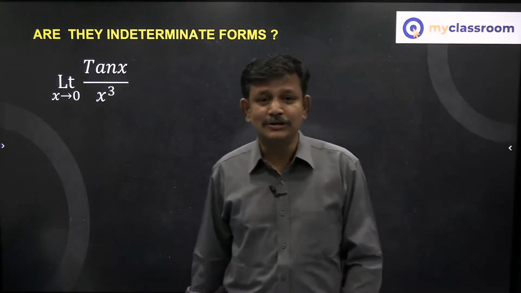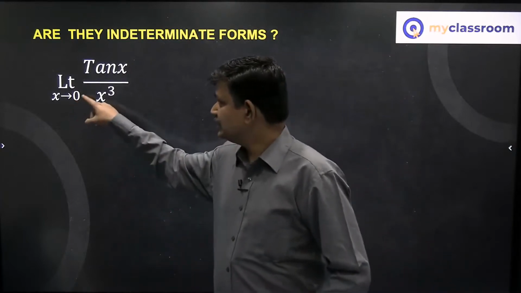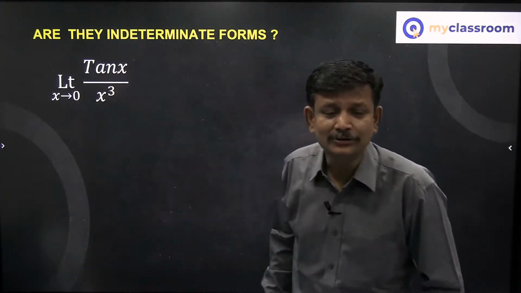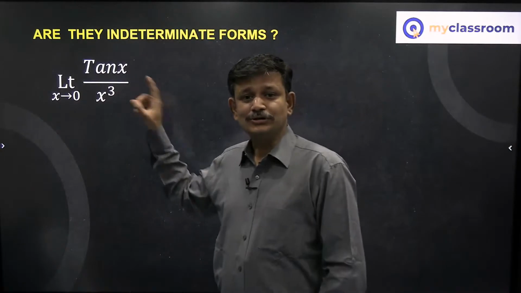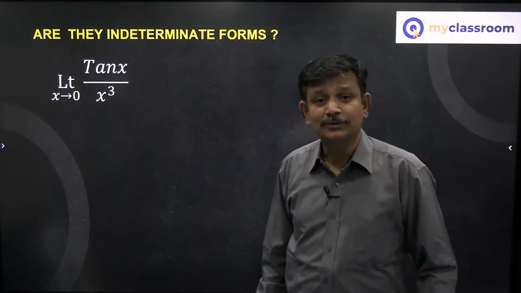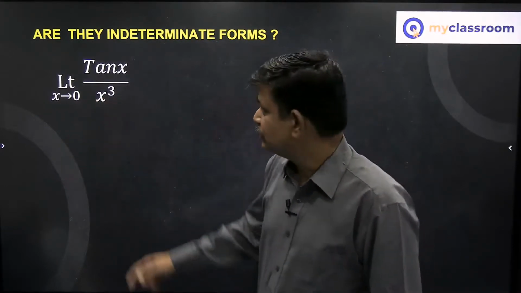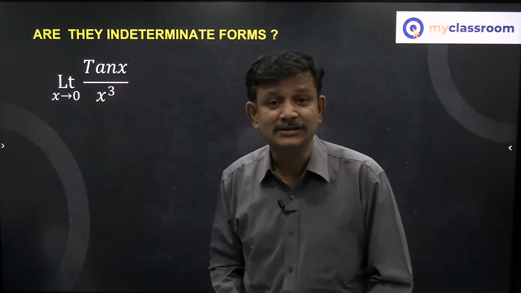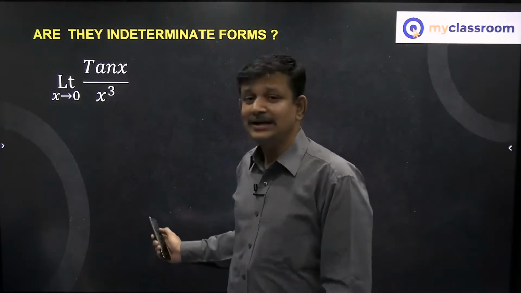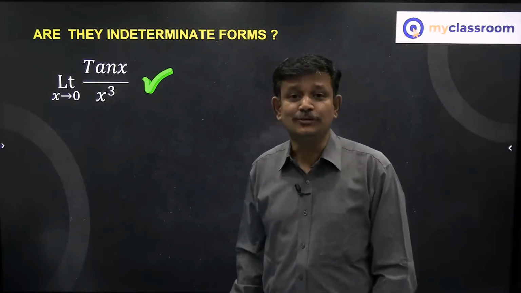Limit as x tends to 0 of tan x by x cube. As x tends to 0, what will happen to tan x? It is approaching 0. And what is happening to x cube? It is also approaching 0. As x approaches 0, x cube is close to 0, it is approaching 0, tan x is approaching 0. So it is an indeterminate form. Yes, it is an indeterminate form 0 by 0.